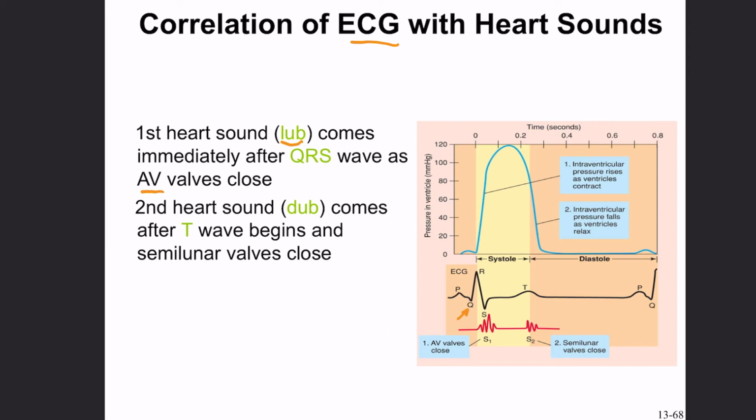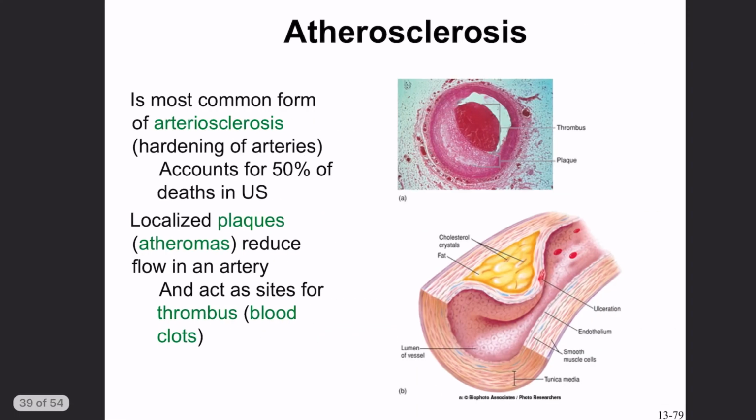The second heart sound is after the T wave begins, so that's after ventricular repolarization. And as you can see here, the repolarization is when the ventricles relax. There is more blood pressure in the arteries at this time, causing the semilunar valves to close, producing that second dub sound. So we're just going to talk about a couple clinical examples.